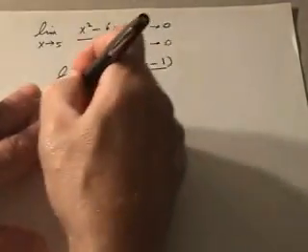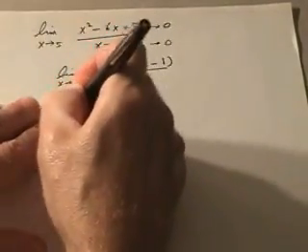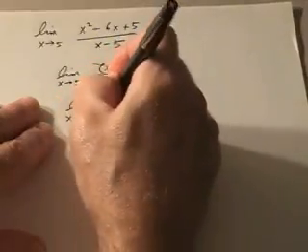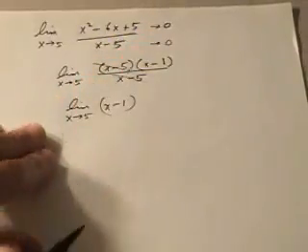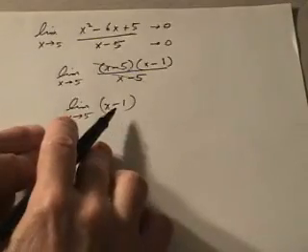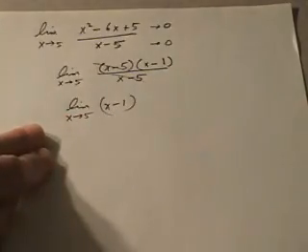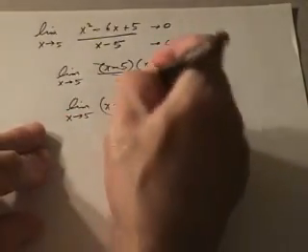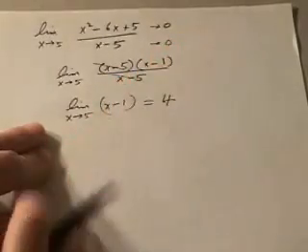So this is really the same as the limit as x goes to 5 of x minus 1. And obviously x minus 1 is not a problem at all. When x gets close to 5, x minus 1 is doing exactly what you expect. There's no problem there.